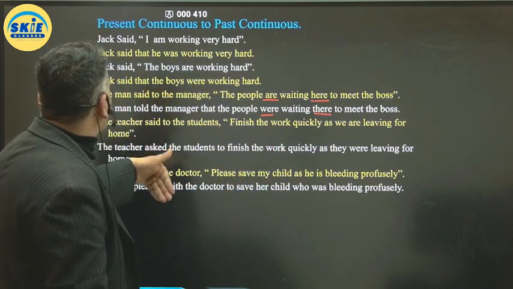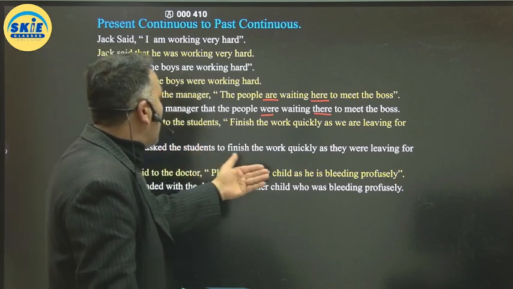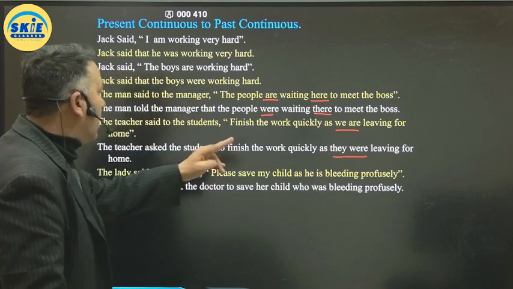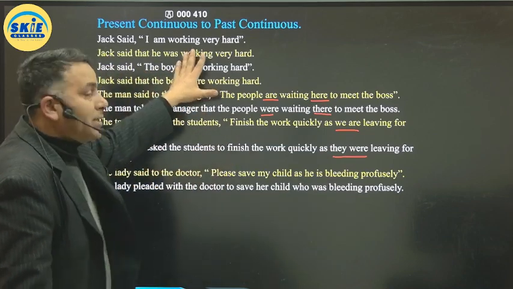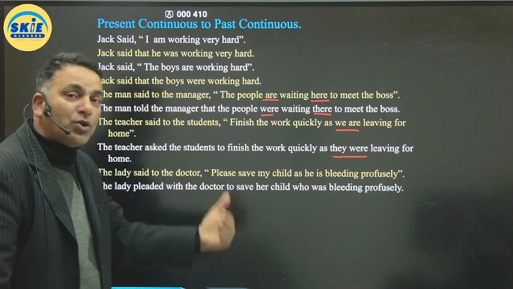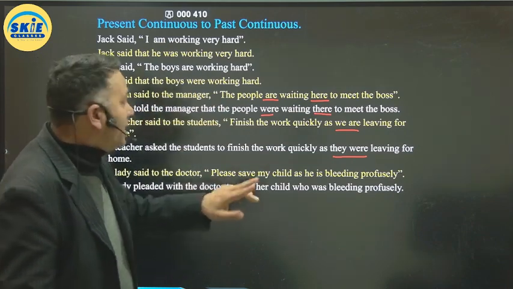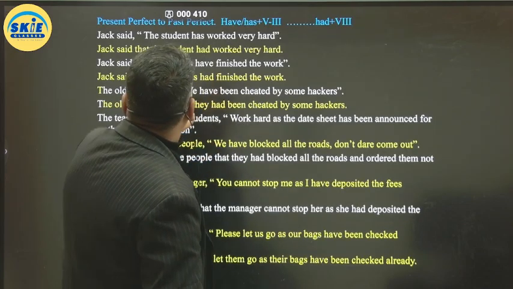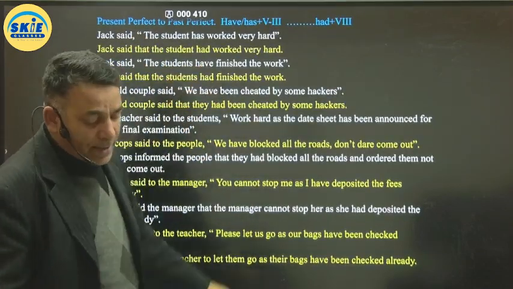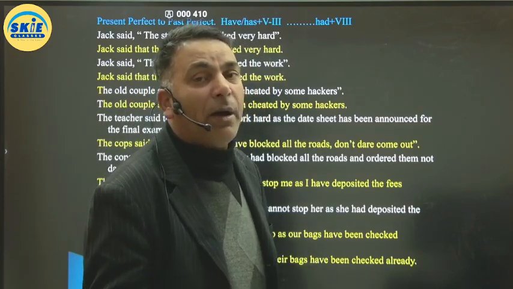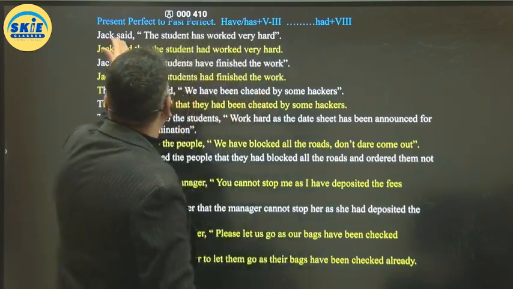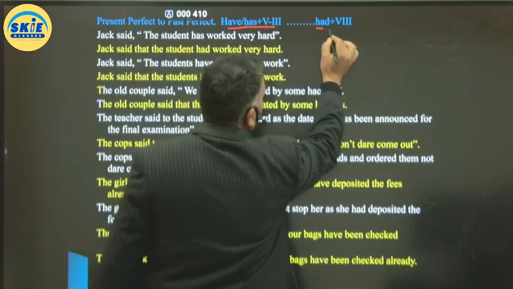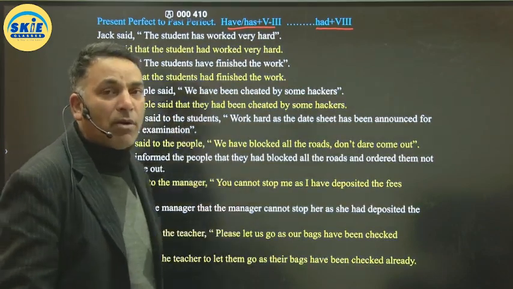The teacher asked the students to finish the work quickly as they were leaving for home. So this is present continuous, which will change to past continuous. Alright guys, then present perfect. Obviously, the corresponding past tense is past perfect. Present perfect will change to past perfect. That means have, has, and the third form of the verb will change to had and the third form of the verb.